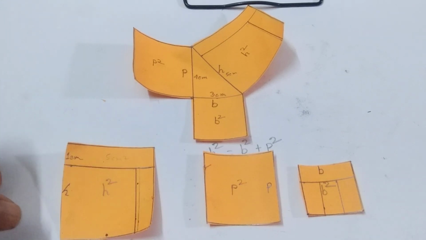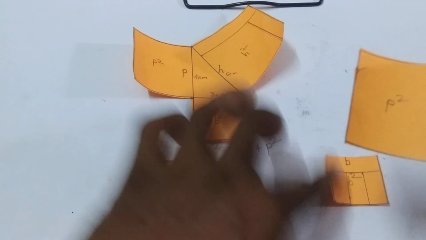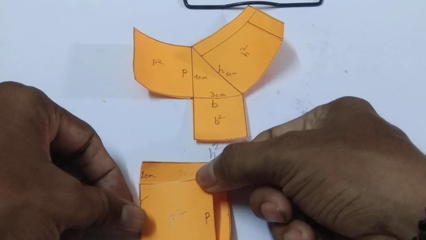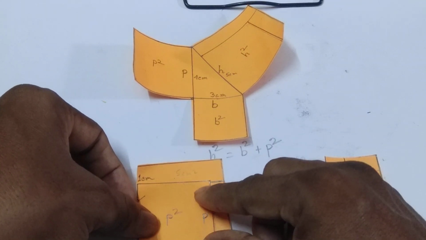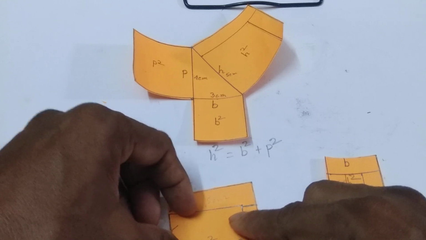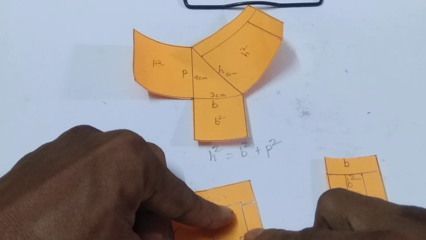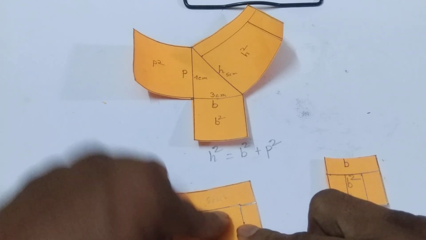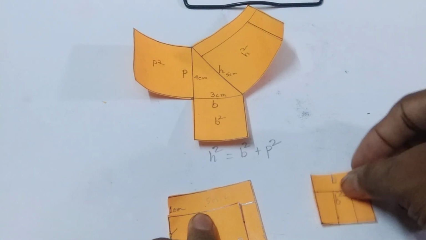Let us try. First you see, this is p square. We are given here p square. This much area is covered by p square. You see here, this much area is covered by p square. Right? Now we have this part, b square.